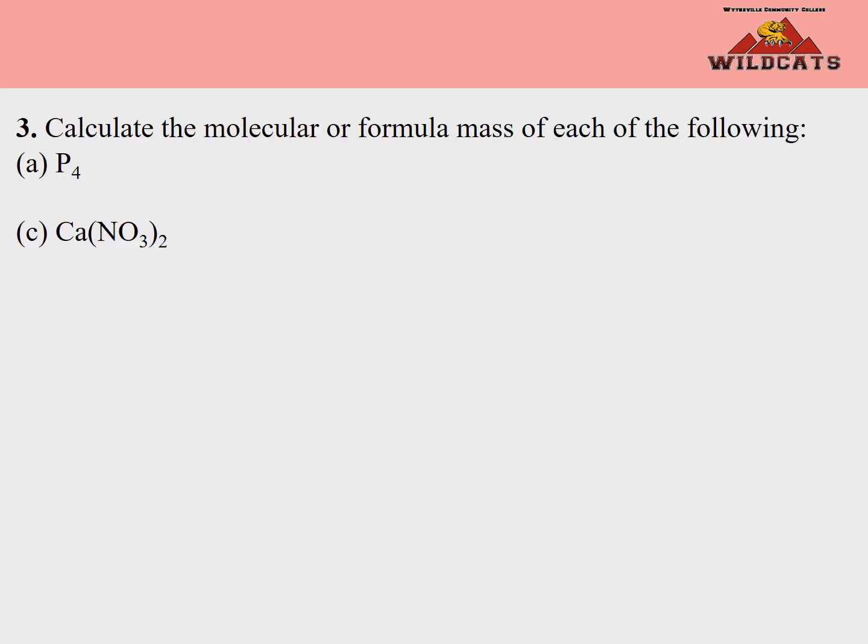In number 3, we're going to calculate the molecular or formula mass of each of the following. So we want the mass of the whole compound. Well, P4, similar to what we were just doing, there are 4 P's in the molar mass, or the formula mass of P is 30.97. So we end up with 123.8 AMU. That could also be 123.88 grams per mole if we wanted molar mass.